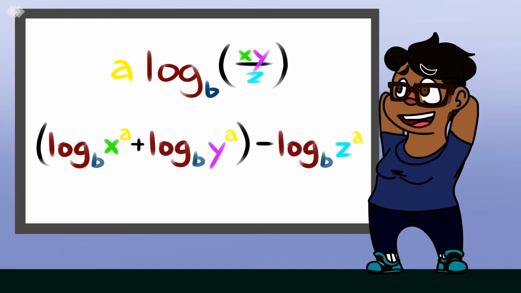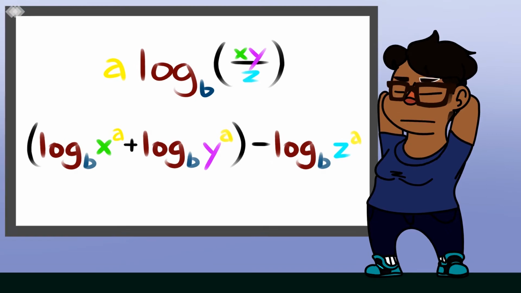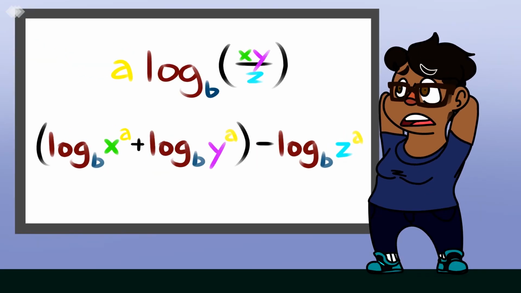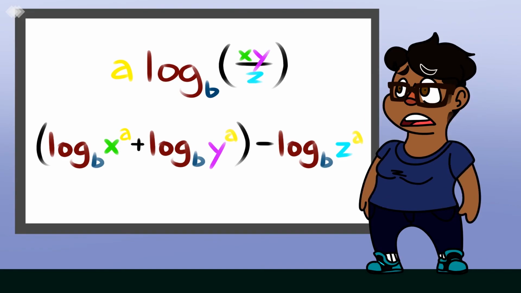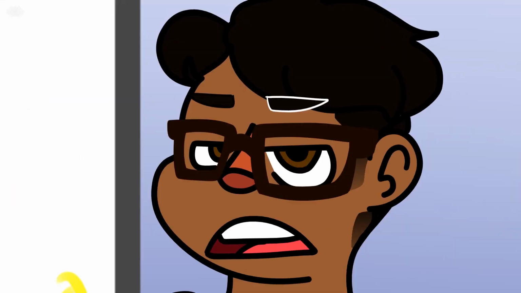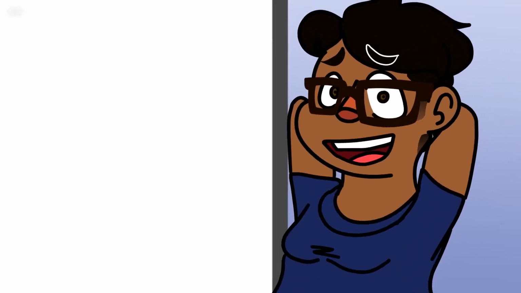Apply a to all parts of the ratio, then expand the quantity of log base b of x to the power of a plus log base b of y to the power of a minus log base b of z to the power of a, and this is just one combination you can be working with. Again, this works the other way around. For more in-depth talk about condensing and expanding, click the video in the description by Joe Chiavone, because I only have so much time to animate and I still need to get to my topic.